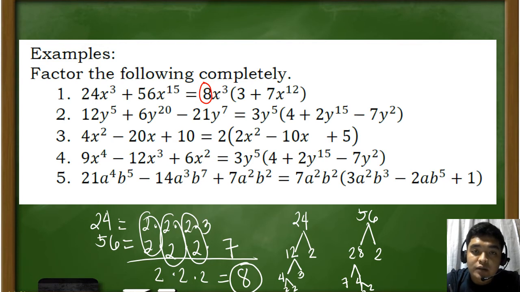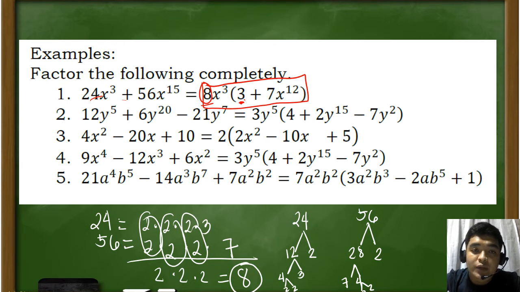Okay, so how do we get the 3? That is just 24x cubed divided by 8. How much is 24 divided by 8? 3. Right? And x cubed divided by x cubed is 1, so we can leave it out there. And 56 divided by 8 is 7. Then x to the power of 15 divided by x cubed is x to the power of 12. That is the factored form of our number 1.